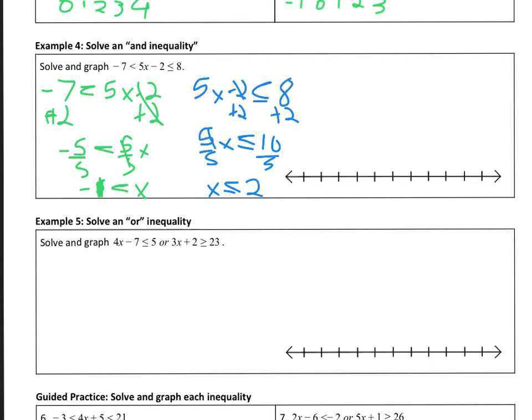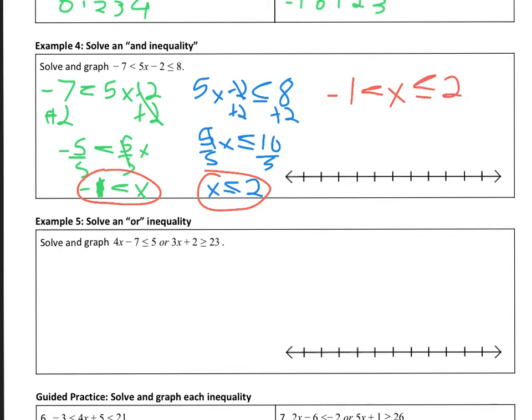So, the big idea here: two inequalities. If I start with an AND inequality, I end with an AND inequality. So I just want to quickly show you how I'm going to write these as a single AND inequality. Pretty straightforward. -1 is less than x, and x is less than or equal to +2.